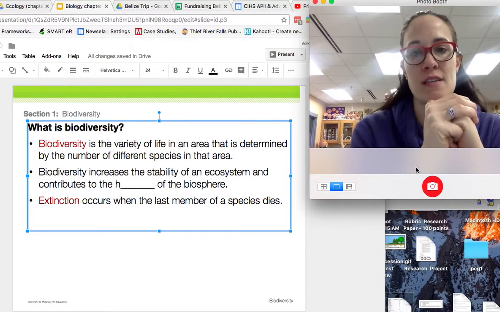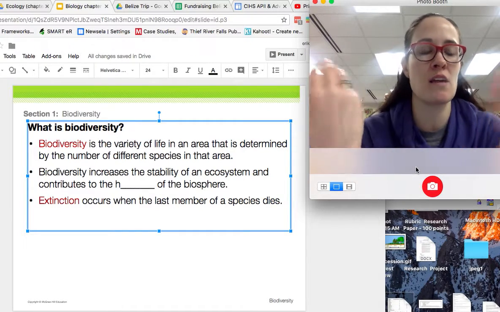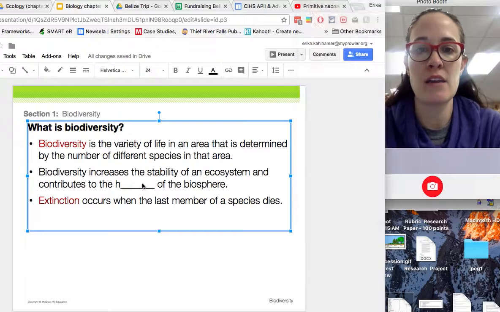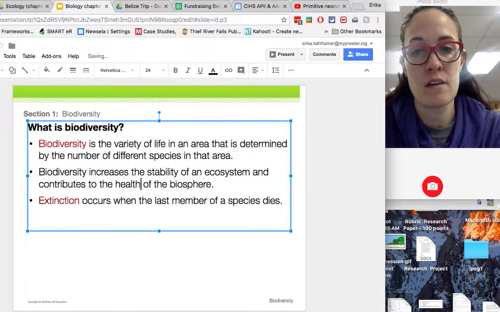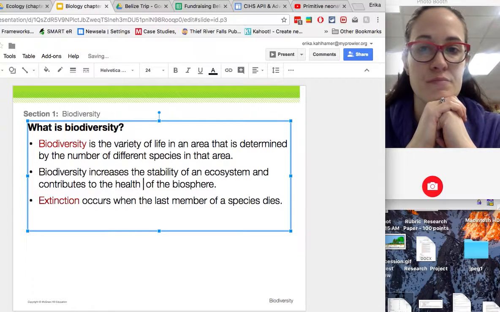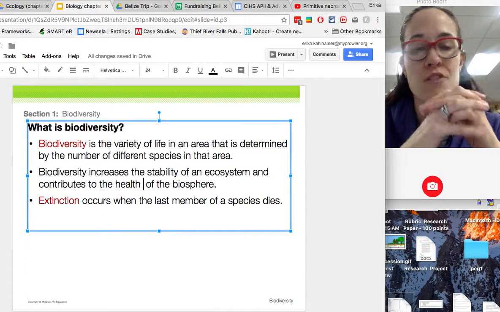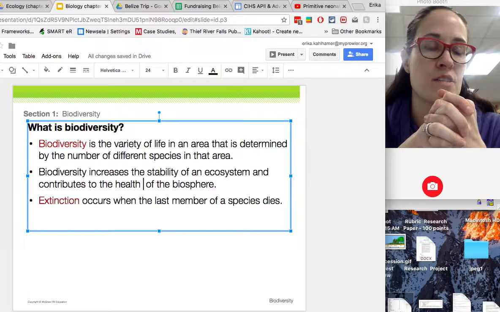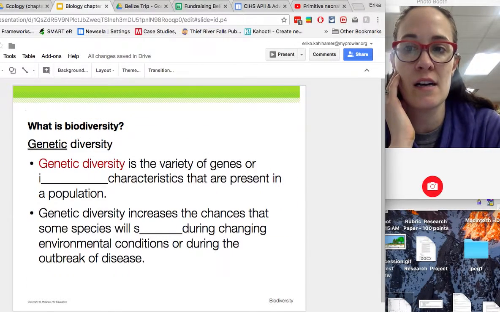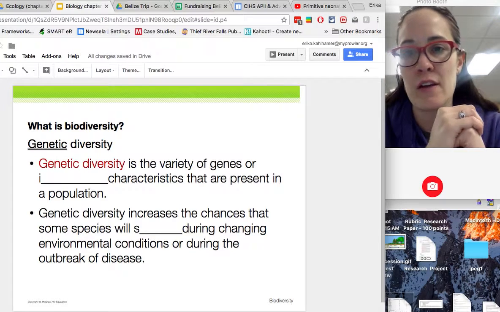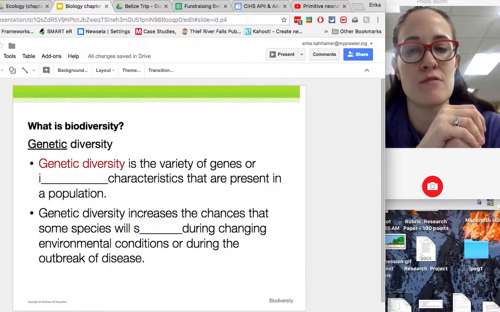Why is it important? Well, it actually makes an ecosystem more stable and contributes to just the overall health of the biosphere. And then the term extinction is just simply when a species, the last member of a species, is no longer there. There are actually different types of biodiversity.